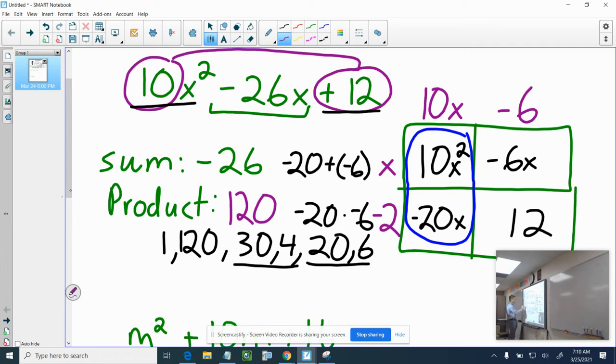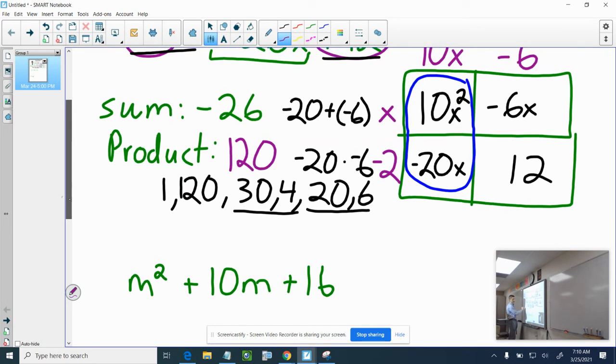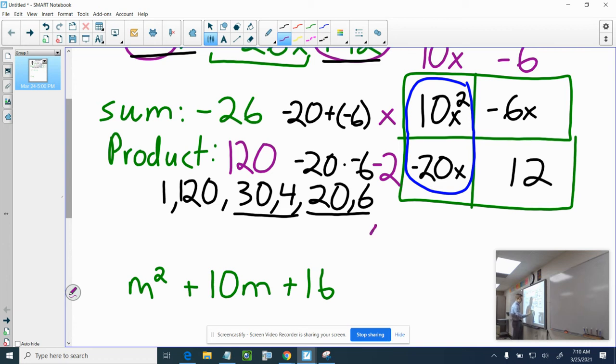Now, the final step is just taking them and writing them in our parentheses. So x minus 2 and 10x minus 6. And we don't have to solve or anything. If we did, just watch the solving video, you would have that equal to 0, and you would go ahead and solve.